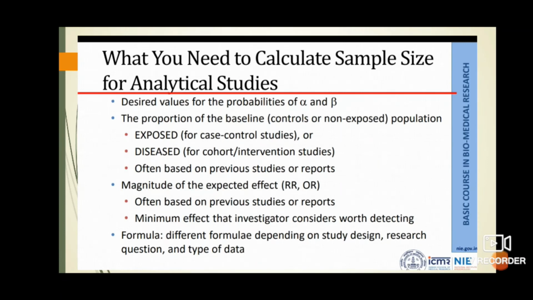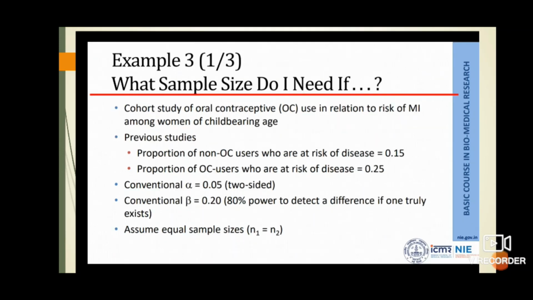And when we want to calculate the sample size for an analytical study, the desired values of probabilities of alpha and beta are taken into account. For example, if we are calculating the proportion of exposed and non-exposed or diseased, from within which we will be taking controls and cases, the magnitude of the expected effect, that is the risk ratio, odds ratio, everything has to be kept in mind before calculating the sample size.